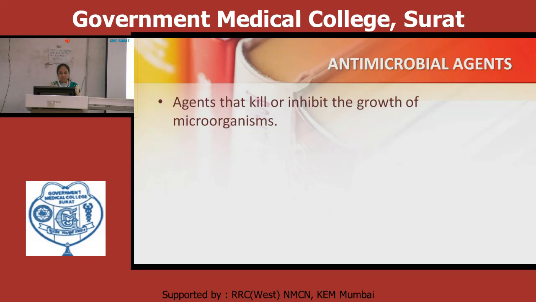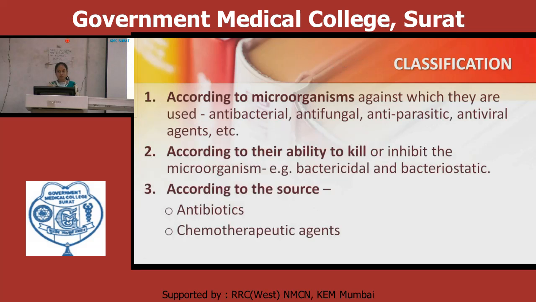Agents that kill or inhibit the growth of microorganisms are called antimicrobial agents. Now, classification of antimicrobial agents. There are 4 classifications. First one, according to the microorganism against which they are used. Against bacteria, they are called antibacterial. Fungal, they are called antifungal. Parasitic, they are called antiparasitic. And against viral, the agents are called antiviral agents.